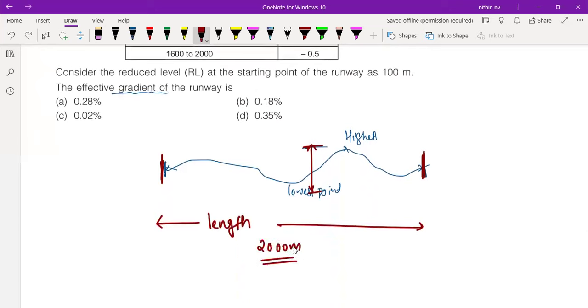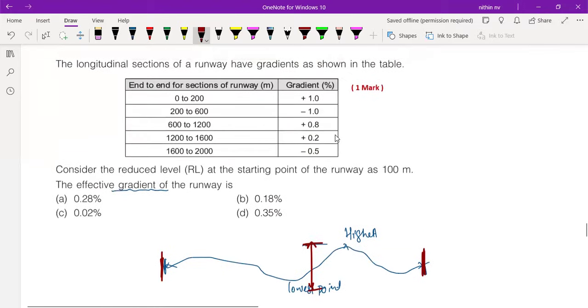That's it. So this is an available data. What we need to do is to calculate the difference between the highest and the lowest point. Okay. Now for that, just go back to the given table.